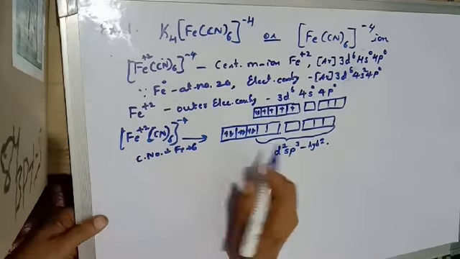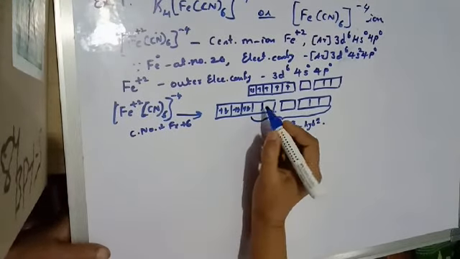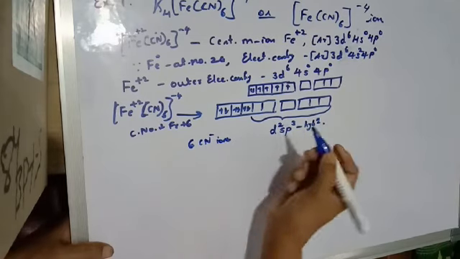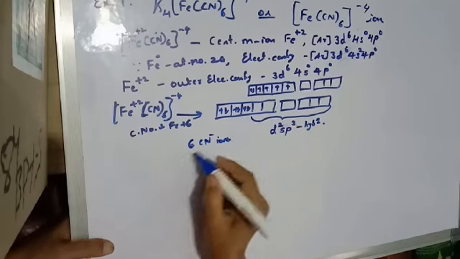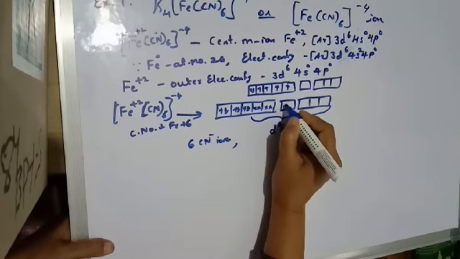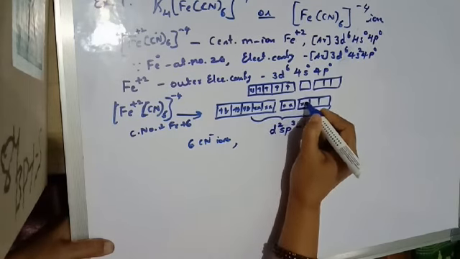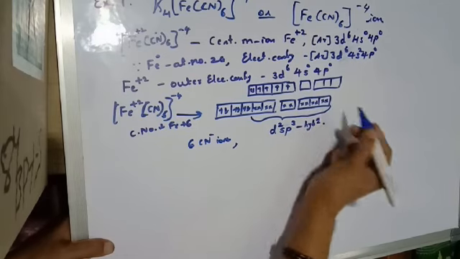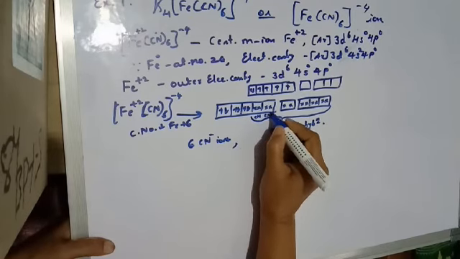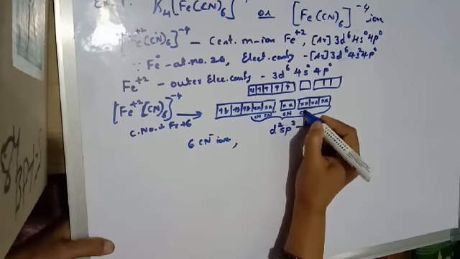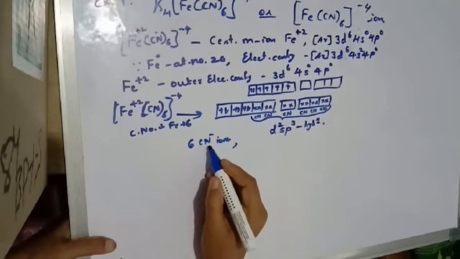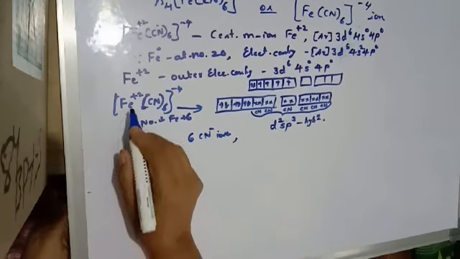So now these hybrid orbitals overlap with the 6 cyanide ligands or cyanide ions which act as the ligands. Each cyanide donates 2 electrons because they are monodentate ligands, and those ligands occupy these orbitals. The filled orbital of cyanide overlaps with the empty hybrid orbitals of the metal ion, thereby forming a coordinate bond between 6 cyanide and the Fe metal ion.